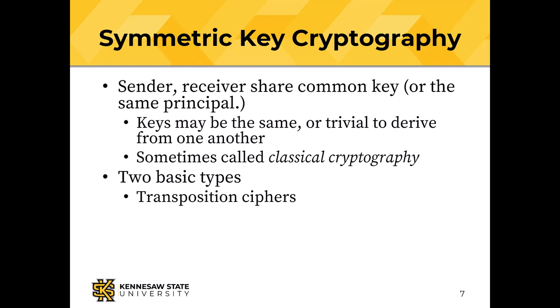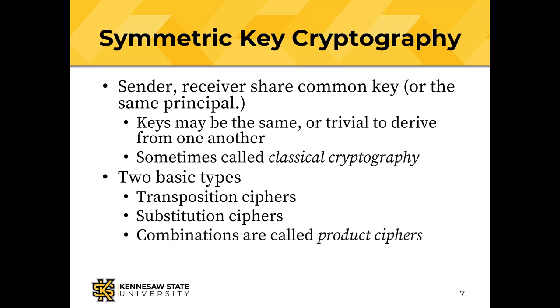There are two basic types: transposition ciphers, which switch letters around, and substitution ciphers, which substitute one letter or symbol for another. If I do both transposition and substitution, that's called a product cipher.